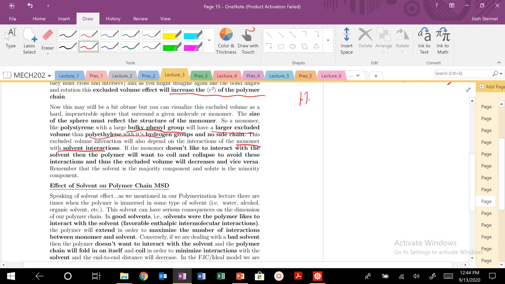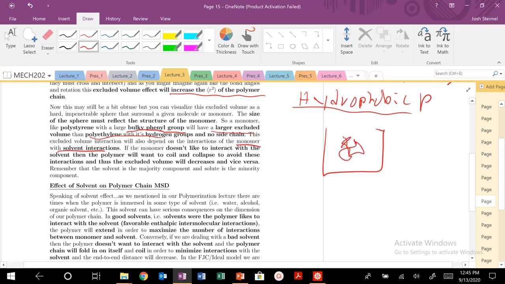So we've talked a lot about hydrophobic and hydrophilic. If I have a hydrophobic polymer, this means that the polymer does not like water. If I put that guy in water, it does not want to interact with the solvent. The polymer will want to coil and collapse. So if I put it in that water solution, it will collapse in on itself. It wants to avoid these interactions at all costs. The excluded volume of that polymer chain will decrease. I can't emphasize that enough.